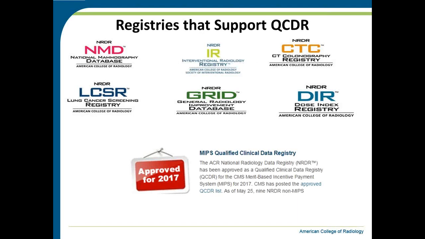So for any first-time participants that we have on today's registry call, this is a list of all the registries that support our Qualified Clinical Data Registry. This is our National Radiology Data Registry umbrella. It houses 6 clinical databases, and all of the databases actually have clinical quality measures that could be used for MIPS reporting. So if you're participating in the MIPS portion of the registries, as well as any of the 6 data registries that we have, you have the ability to submit data to CMS.